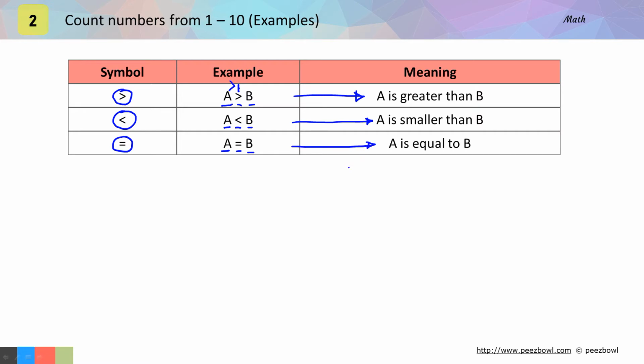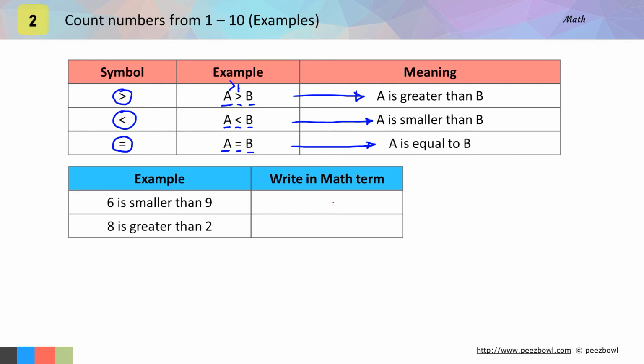Now let us solve few examples. First, let us write this text in math term. 6 is smaller than 9. Let us highlight these numbers on the number scale. We have 6 here and 9 here. We are talking about 6 and 9. 9 is coming later on the number line. That means 9 is bigger number than 6.